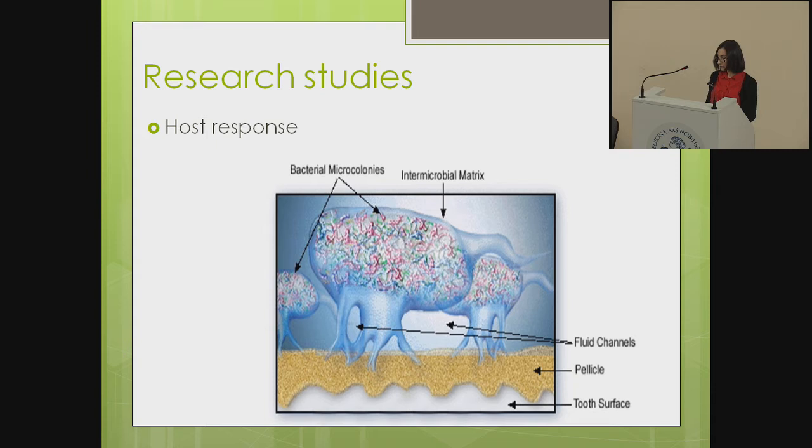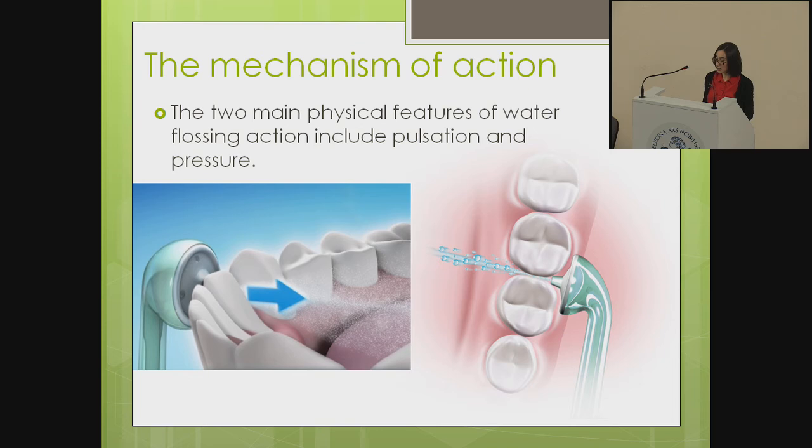So right now, let's talk about the mechanism of action. The two main physical features of water flossing action are pulsation and pressure. Pulsation essentially regulates pressure. A combination of these two actions allows for disruption of bacterial activity, the expulsion of subgingival bacteria, and the removal of loosely lodged debris and food particles. Research has determined the appropriate levels of pressure that should be applied during the procedure, and they start from 50 to 90 pounds of pressure per square inch.